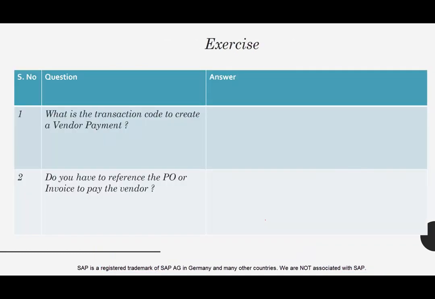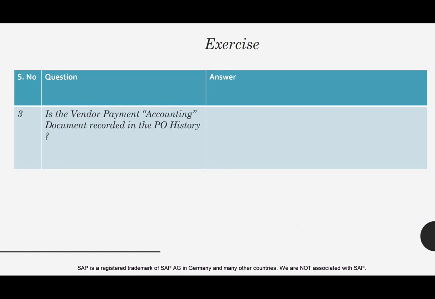All right, so let's do an exercise now. What is the transaction code to create a vendor payment? These exercises are related to payments. And the second question is, do you have a reference to the PO or invoice to pay the vendor? Third question is, is the vendor payment accounting document recorded in PO history?